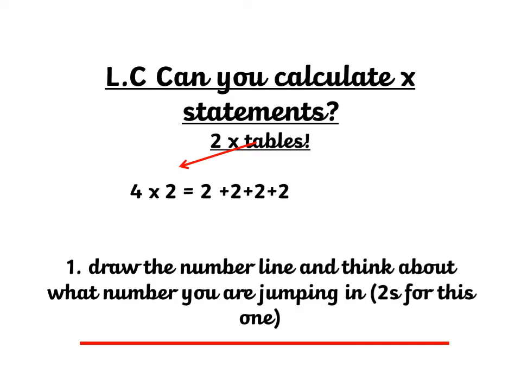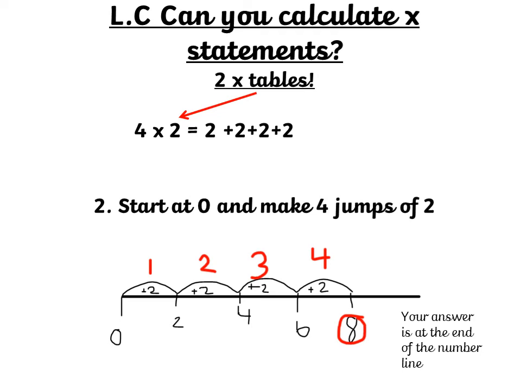So first thing that you need to do is look at your number sentence and work out what times table it's using. So you can see it's 4 times 2. We're thinking about the 2 times table, and we're thinking of 4 lots of 2. So draw your number line and think about what number you're jumping in first of all. Then we need to think about how many jumps we are going to make.